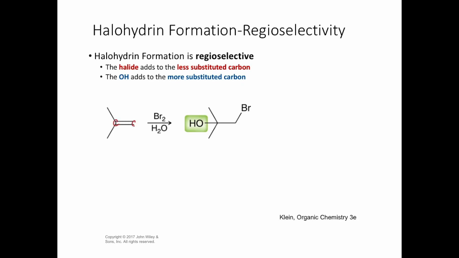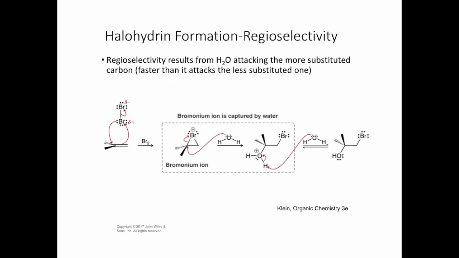So here are the two carbons of the alkene. The carbon on the right has two H's. The carbon on the left is connected to two carbons. So the carbon on the left is more substituted because it's bonded to two other carbons. The carbon on the right is less substituted because it's only bonded to hydrogens. So the bromine ends up on the less substituted carbon with the two H's, and the OH group ends up on the more substituted carbon. This regioselectivity results from water attacking the more substituted carbon faster than it attacks the less substituted one.